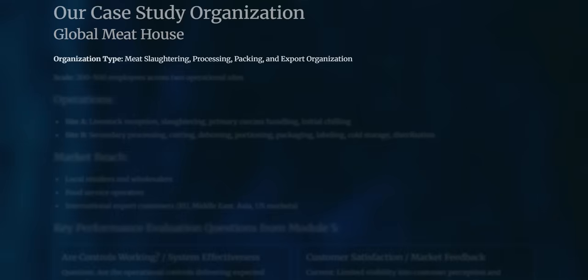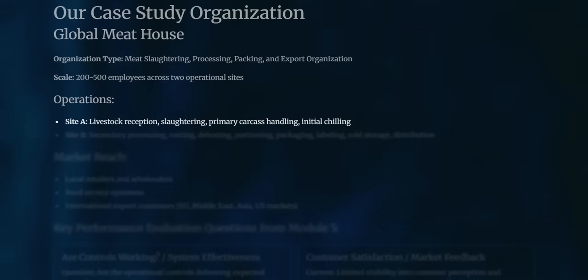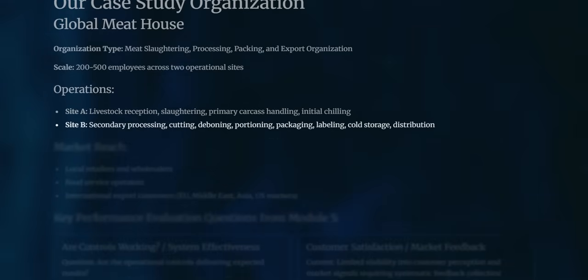Our case study organization, let's have an overview. The name of the organization is the Global Meat House, and the type of the organization is meat slaughtering, processing, packing, and export. The scale of our organization is between 200 and 500 employees across two operational sites. At Site A, livestock reception, slaughtering, primary carcass handling, and initial chilling operations are handled, which is 15 kilometers from Site B.